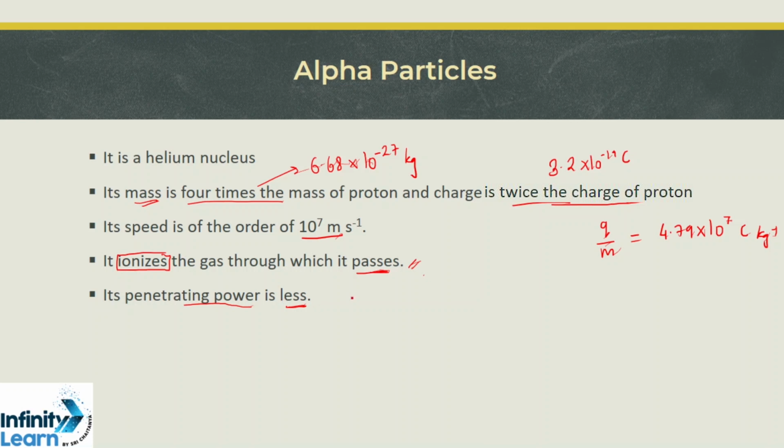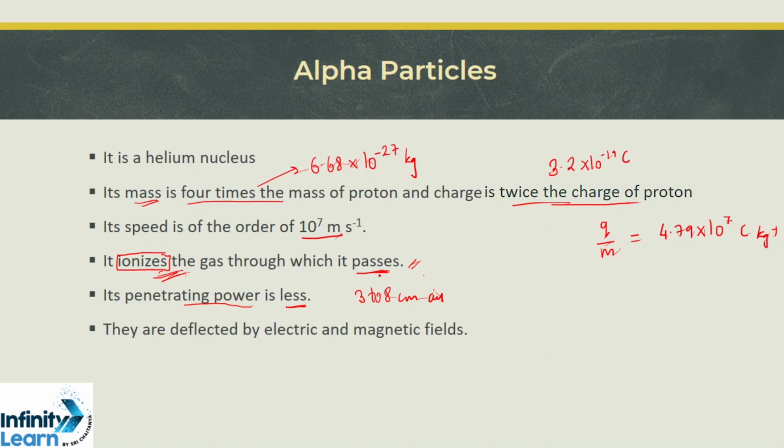It is almost 1 by 100 times that of beta particle, and it is roughly 1 by 10,000 times that of gamma radiations. The reason being, whenever it passes through the gas, it ionizes the gas, and every time it ionizes the gas, it loses energy, and therefore it loses power very quickly. Now the penetrating power is very less. It can pass through only 3 to 8 centimeter of air, and it can easily be stopped by a very thin card sheet or thick paper.